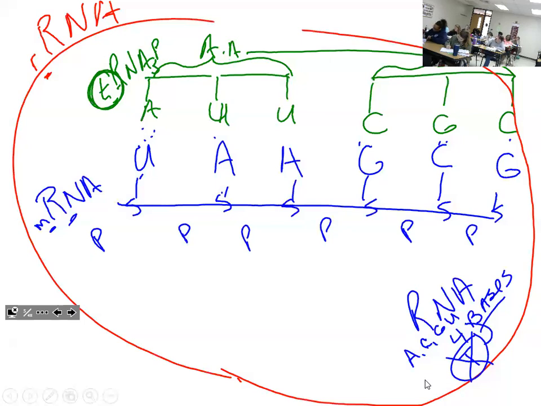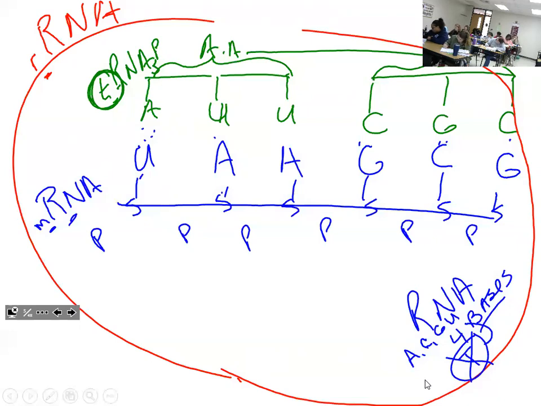I want you to know that a set of 3 bases on this messenger RNA codes for a particular amino acid. Those sets of 3 are called codons. Didn't y'all say it's just 3 bases right here that's dictating which amino acid comes up? A set of 3 bases code up for a particular amino acid. Codons.